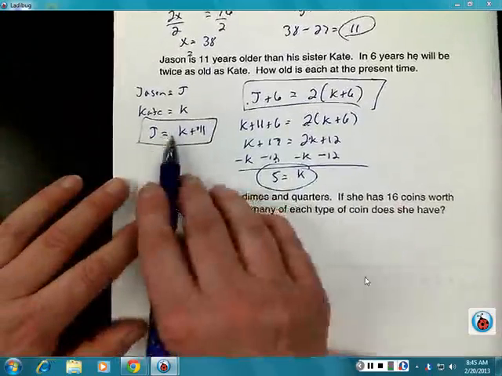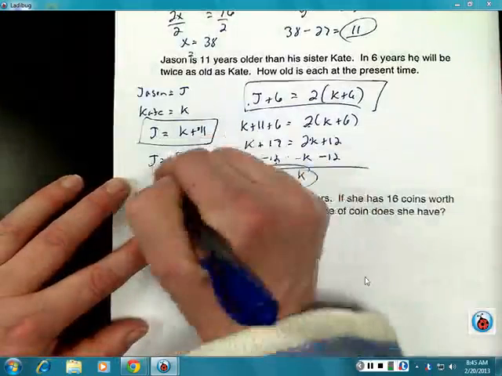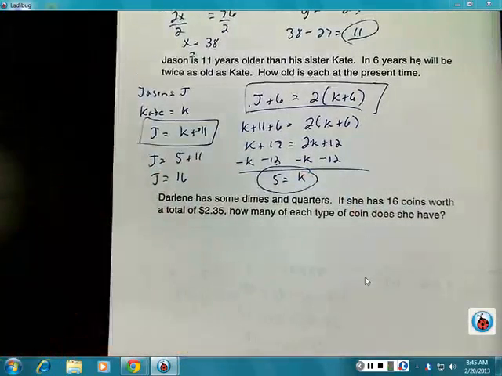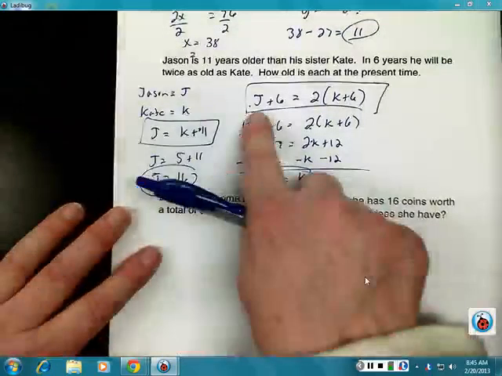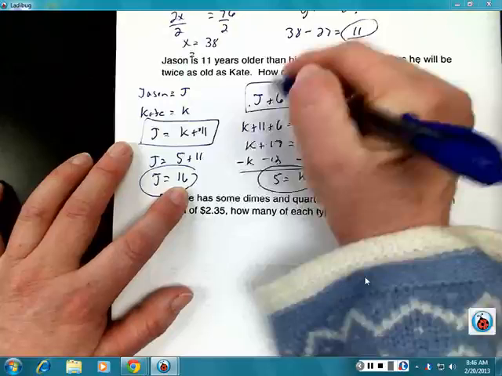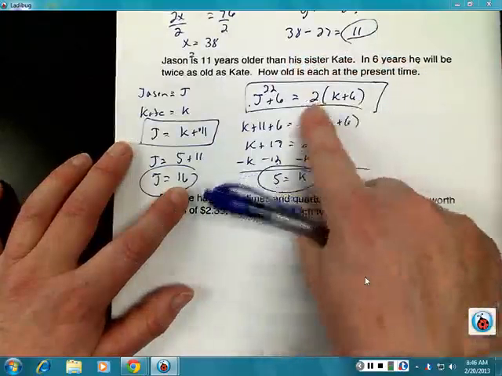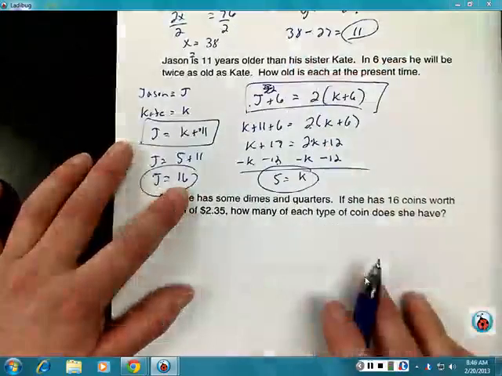So back here, Jason equals 5 plus 11, so Jason is 16. Okay? Yes or no? We good? Okay. Yep. So that would be my 2 answers. Does it work? 16 plus 6 is 22. 5 plus 6 is 11 times 2 is 22 also. So we know we did our math correctly. All right?